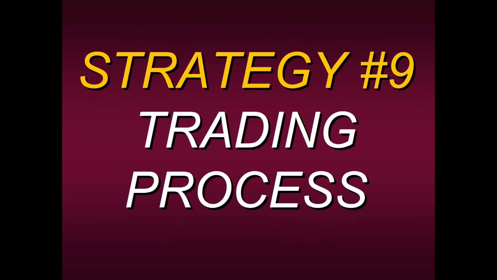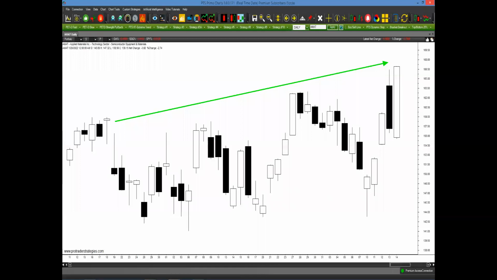All right, so let's go through the trading process and let's start looking at those charts we looked at earlier. Here's the one we looked at, AMAT, Applied Materials. Remember, we're in an overall uptrend and we wanted to take advantage of these lower levels to buy, right? Right here. How could we do that?